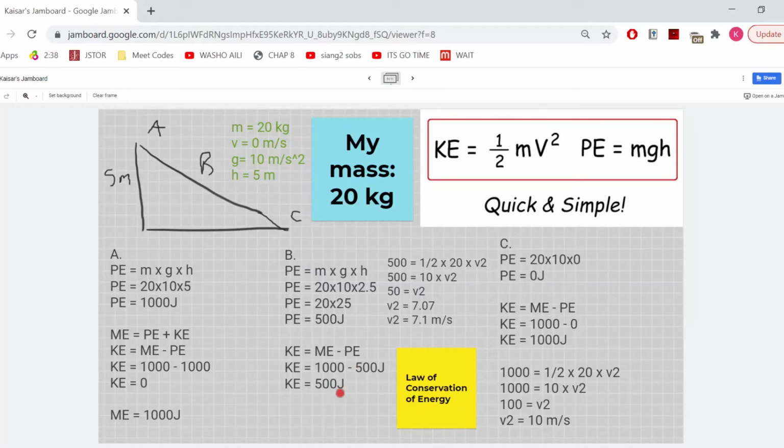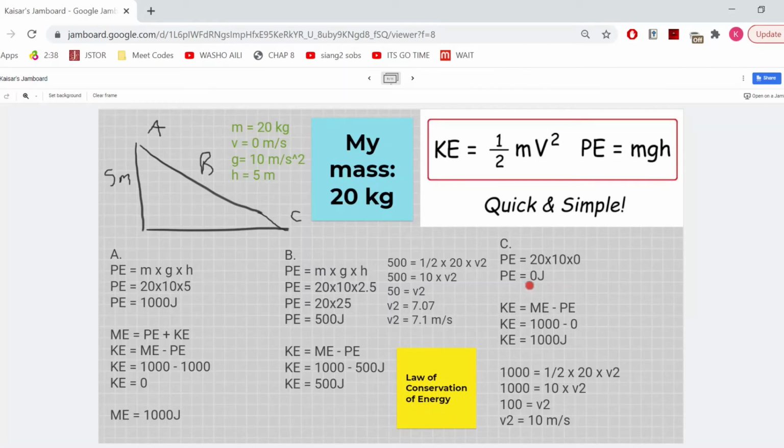To find the speed, we just substitute. So 500 joules being the kinetic energy over here equals half times my mass, which is 20 kilograms, times the velocity squared. We have 500 equals 10 times velocity squared, 50 equals velocity squared, which means the velocity here is about 7.07 meters a second. So I rounded up to 7.1 meters a second.